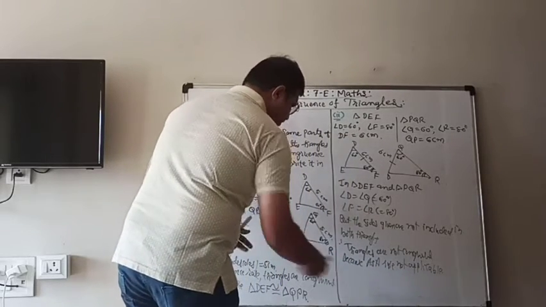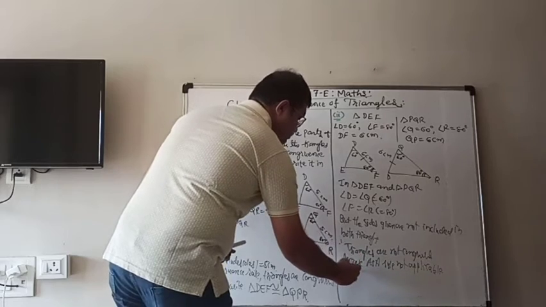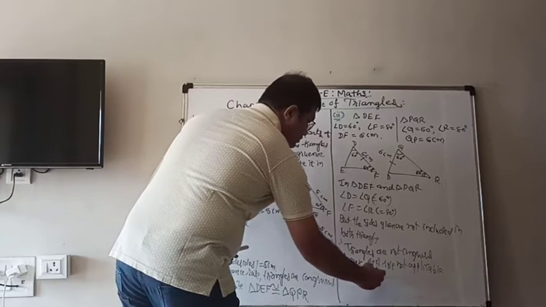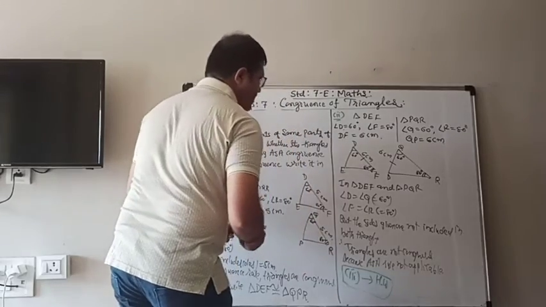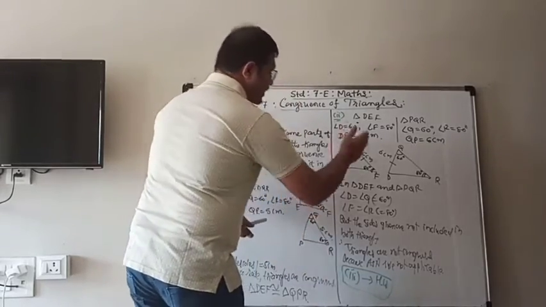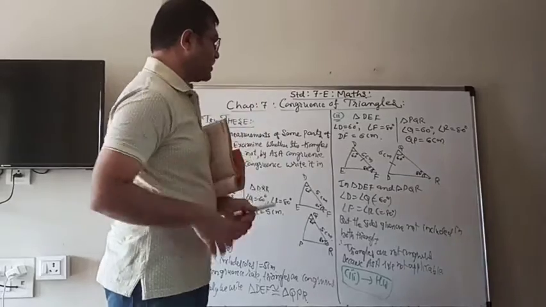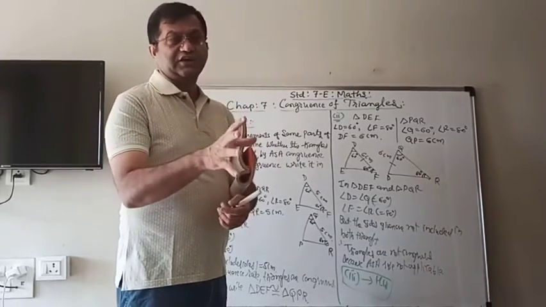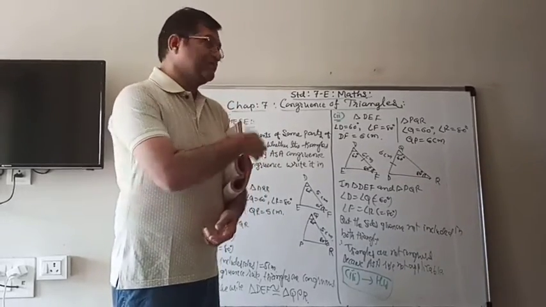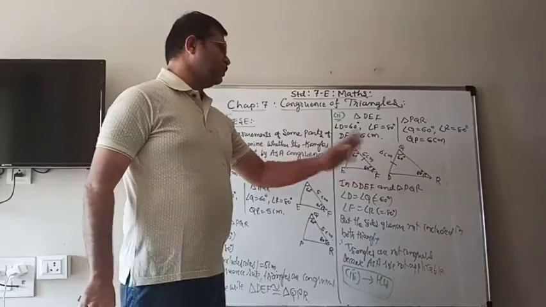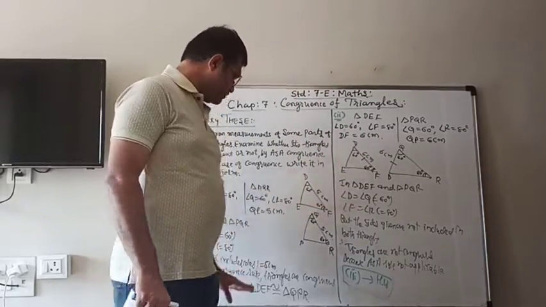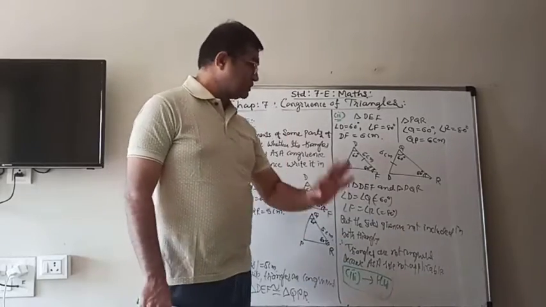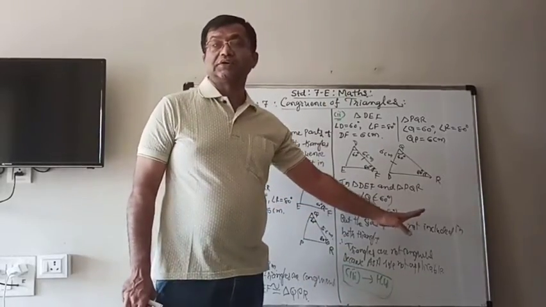Now the third one is there. By the same method, by drawing the picture and writing down the corresponding sides or angles given, check whether we can apply the ASA rule or not. If it is congruent, write it in the symbolic form, otherwise write that they are not congruent.